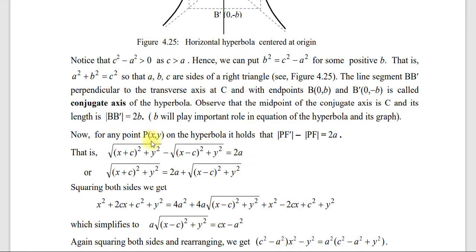Okay, so now for any point P(x, y) on the hyperbola, it holds that the magnitude of PF' minus the magnitude of PF is equal to twice a. That is, the absolute value of the radical of (x plus c) whole square plus y square, minus the radical of (x minus c) whole square plus y square, which is equal to twice a.